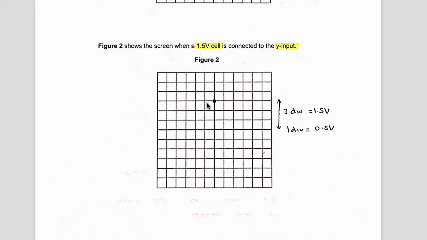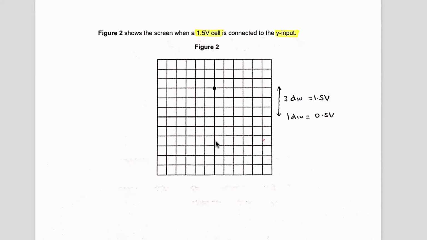Now, the reason that they've given you this is so that you can work out what the Y gain setting is, because if we know that this thing is 1.5 volts and it's moved up by 3 squares from where it started off at, that must mean that every division or every square is worth half a volt. So each one of these squares, every time it moves up, is worth 0.5 volts, and we'll be able to use that in the rest of the question.